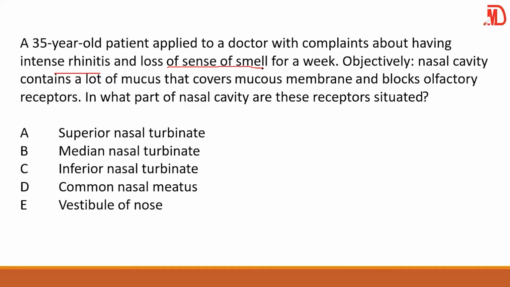So it is found on the superior side. That is where you can find the olfactory receptors. So over here, we're looking at the superior nasal meatus, or nasal turbinate, or nasal cavity. Anyhow you want to pronounce it, or concha. All right, so answer is A.